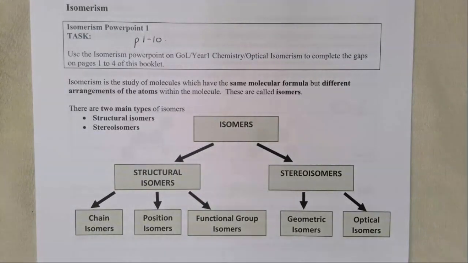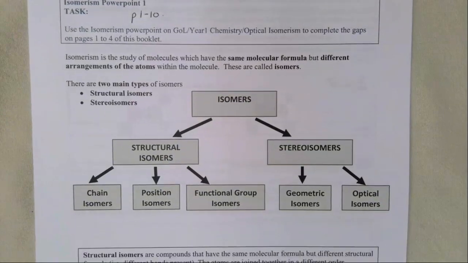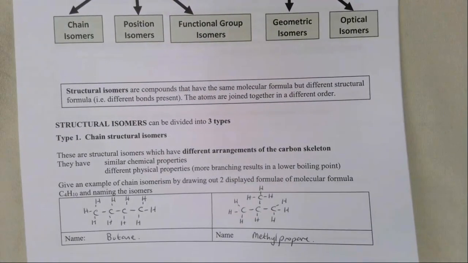So isomers are basically molecules which have the same molecular formula, so they have the same number of carbons, hydrogens, nitrogens and so on, but they have a different arrangement of the atoms in space, and that's why we call them isomers. So we're going to be looking at structural isomers first of all, and these can be subdivided into 3 different types: chain, position and functional group isomerism. So the first one we're going to look at at the bottom of page 1 is the chain isomers.